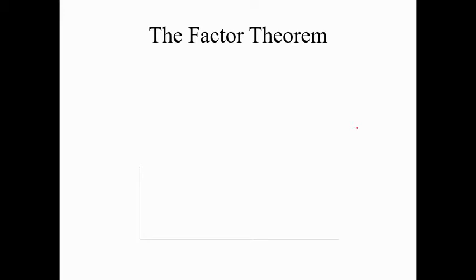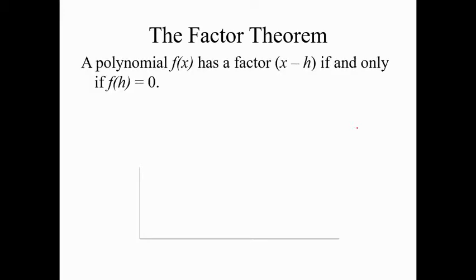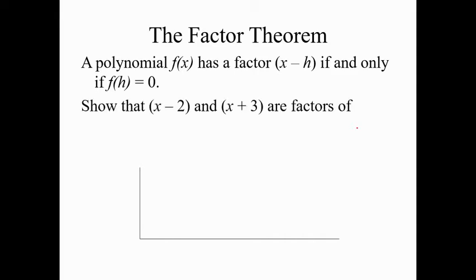That's the remainder theorem. Now we're going to look at the factor theorem. And the factor theorem is when, instead of having a remainder, we have no remainder. It turns up 0, okay? So we're going to show that x minus 2 and x plus 3 are factors of this quartic. F of x is equal to 2x to the fourth plus 7x cubed minus 4x squared minus 27x minus 18.